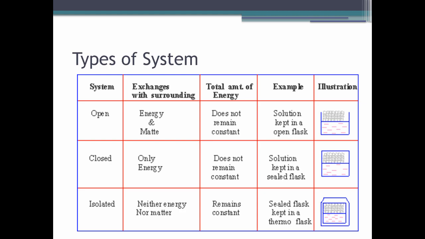So for the open system, there is an exchange of energy and matter happening. So the total amount of energy is not constant inside the system. So for example, you have your solution in an open flask. So you have an exchange of energy there.